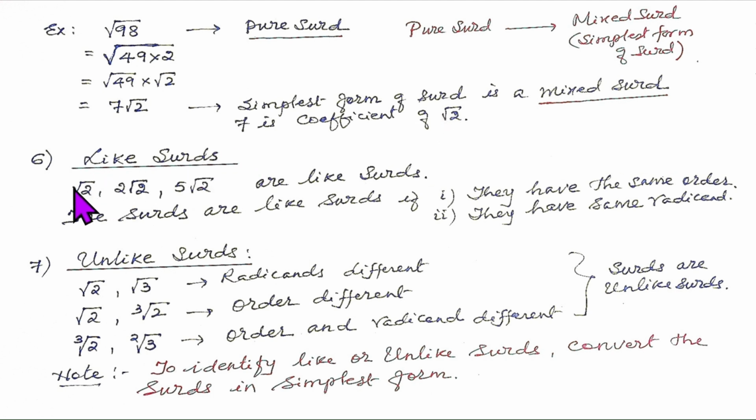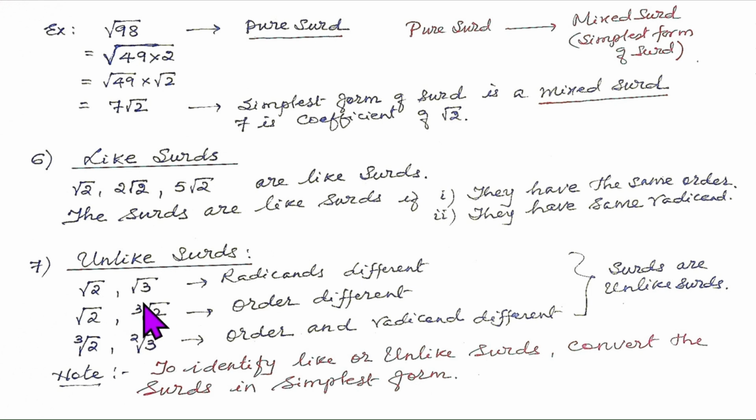Now like surds: root 2, 2 root 2, 5 root 2 are like surds. If you observe here, root 2, root 2, root 2 are the surds. Coefficients can be anything. That means like surds have the same order. Order is 2, 2, 2 here, and they have the same radicand. Radicand is the same. The coefficients can be anything. Unlike surds: root 2, root 3, their radicands are different here, therefore they are not like.